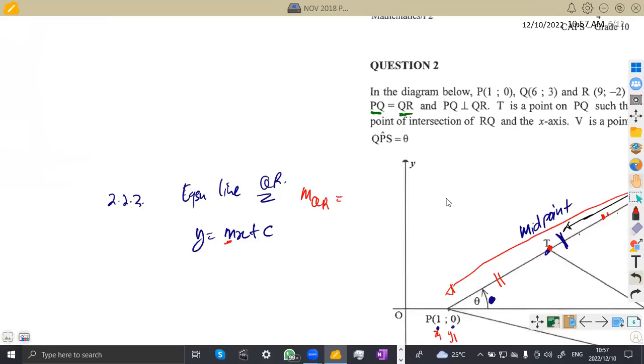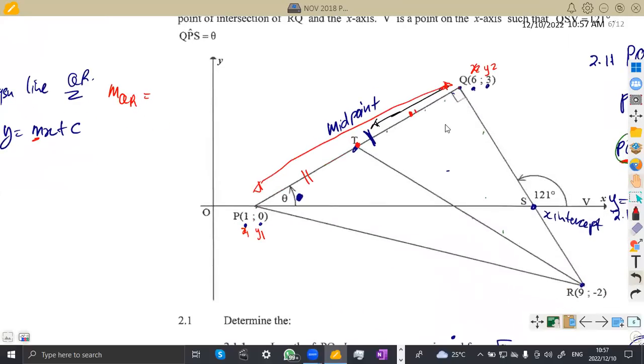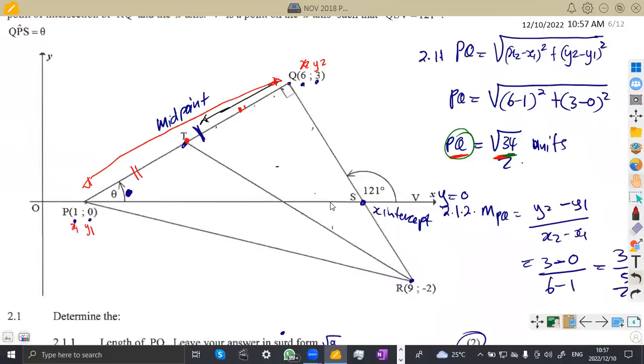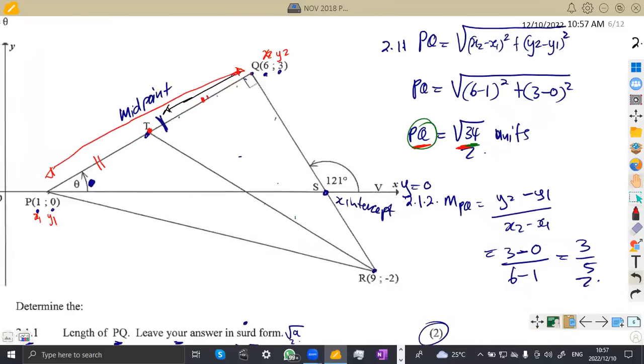To find the gradient, we can use the points Q and R here, or we can check from this part here. I want you to see something. We have got the gradient of PQ, which was 3/5. From perpendicular lines, because these two lines are perpendicular, the product of the gradients of these two lines must give us -1. So using the gradient of PQ, we can calculate the gradient of QR, or you can just take the points Q and R as they are and calculate the gradient just like we did on PQ. You're going to obtain the same answer.